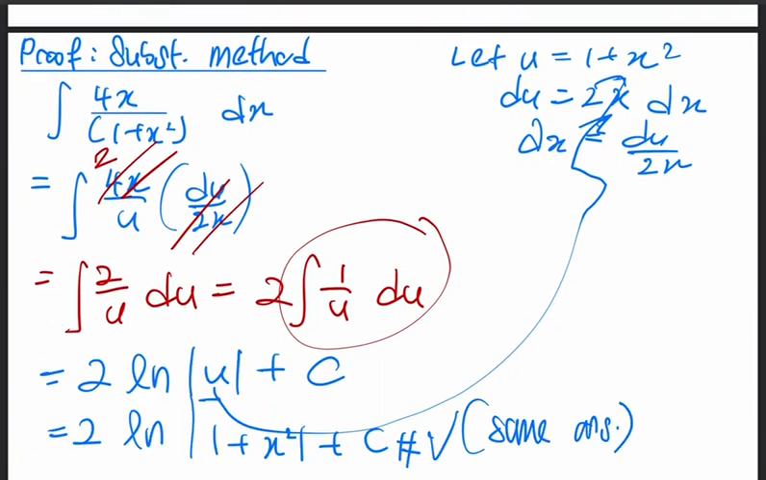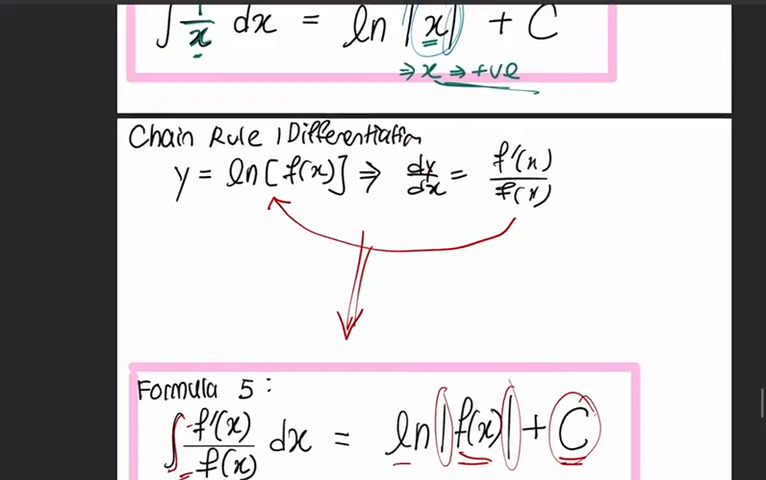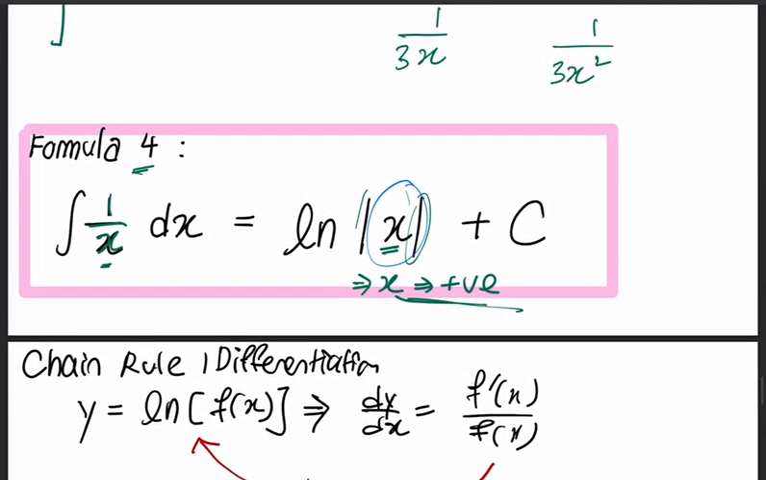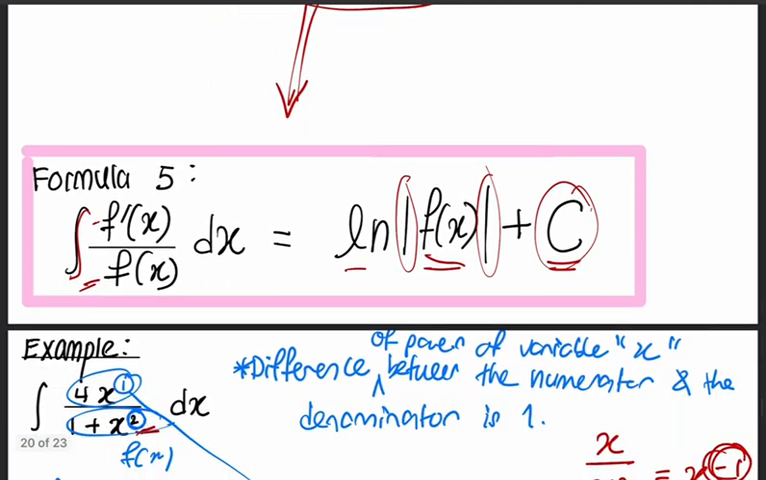So that's why we prove it. You need to memorize these two formulas, where integrating 1 over x dx is actually ln x, and f prime x over f x dx is actually ln f x. This one is the reverse of the differentiation. If you forget, you just think about differentiation and you know the integration.